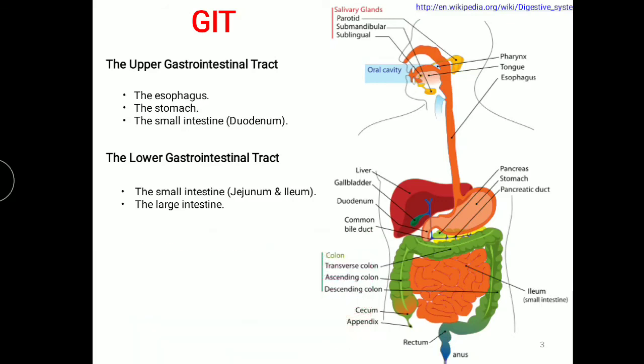The large intestine is wider and shorter than the small intestine. So, cecum is the first segment of the large intestine and it has the vermiform appendix attached to it. The colon is the next part of the large intestine, which is the largest part. So, it includes ascending, transverse colon and descending colon.